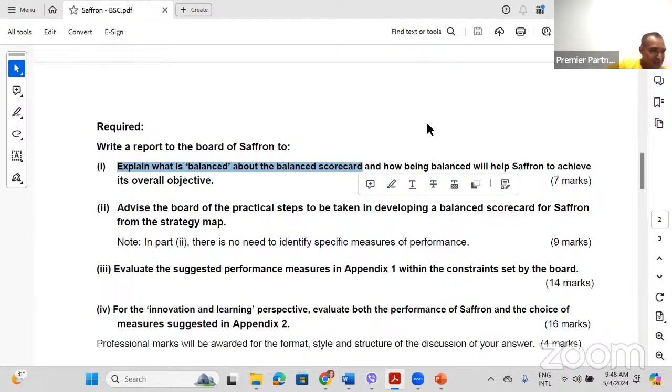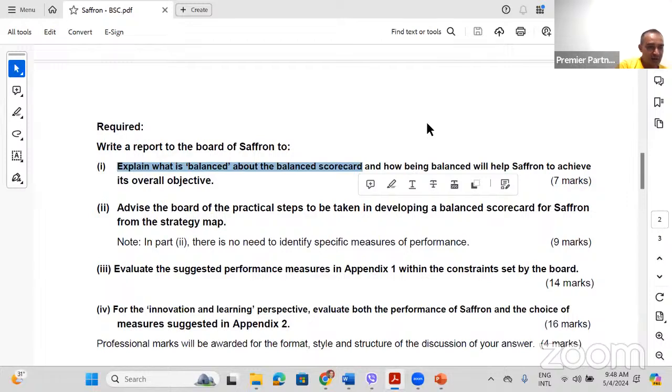Advantages and disadvantages of balanced scorecard. So that is how it will help in the overall objective. That's where the measurement part comes in. By measuring, you know which way you are going. If you are going on the wrong track, it will help you to adjust and come back to the right track to achieve your objective.